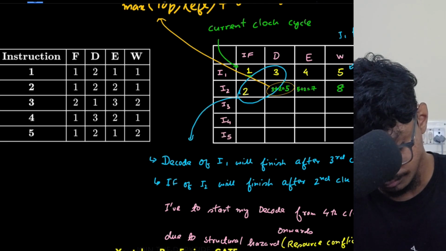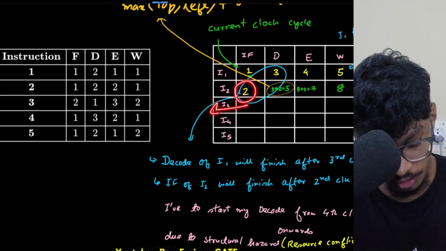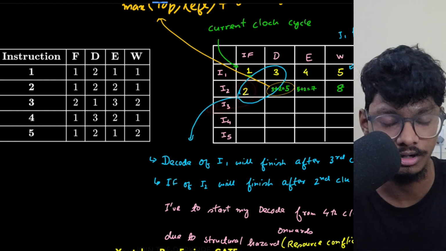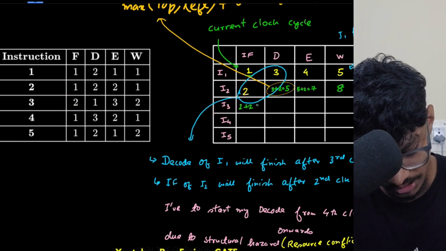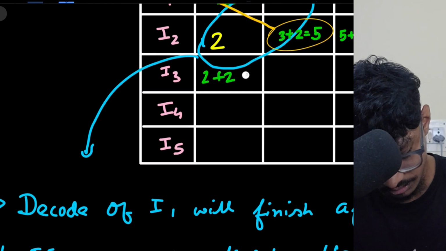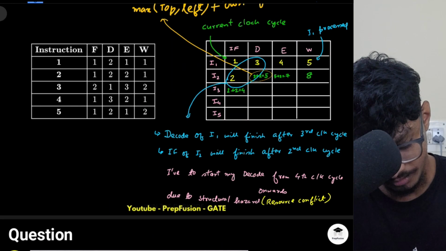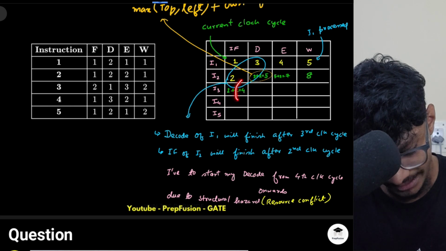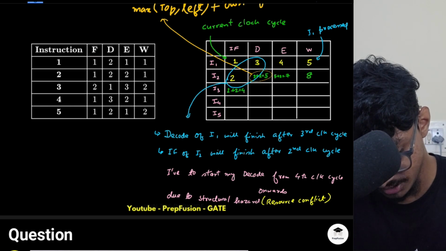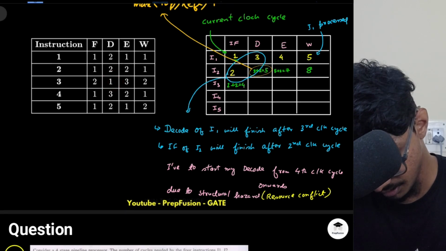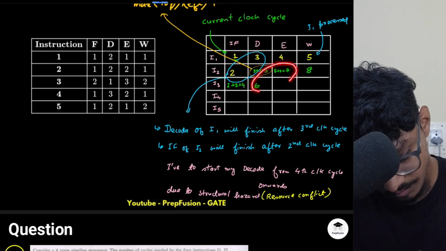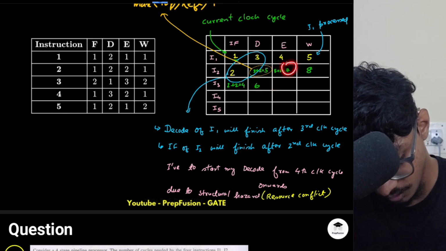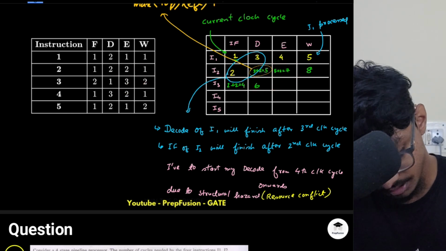Here again, left I don't have anything, top I have 2. So what is the maximum of left and top? It is 2 only, and its own delay is 2. So it will be 2 plus 2, that is 4. Then again the same thing, maximum of left and top is 5 plus its own delay 1, that is 6, correct? Then the maximum of these two is 7. 7 plus its own delay is 3.